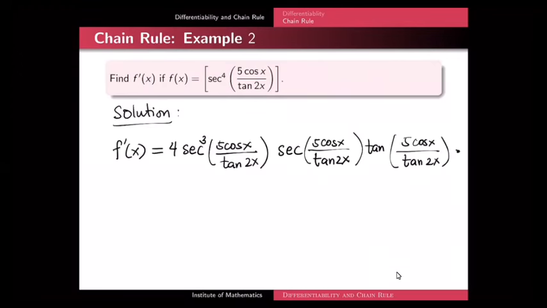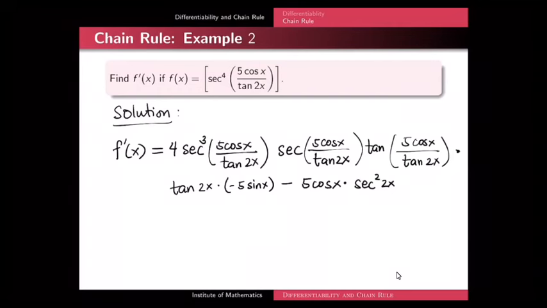Okay, so what is the quotient rule? So that is low derivative of the denominator. So low derivative times the derivative of the numerator. What is the derivative of 5 cosine x? Derivative of that is negative 5 sine x minus the derivative of the denominator, then copy the numerator. So that is 5 cosine x times, what is the derivative of tangent? That is secant squared 2x.